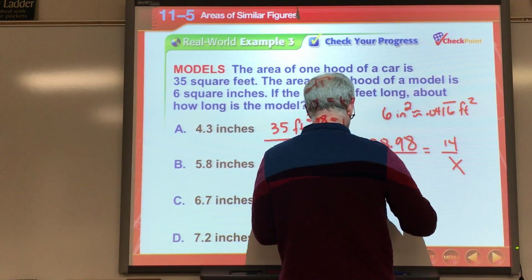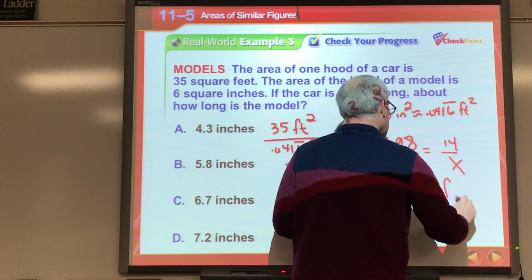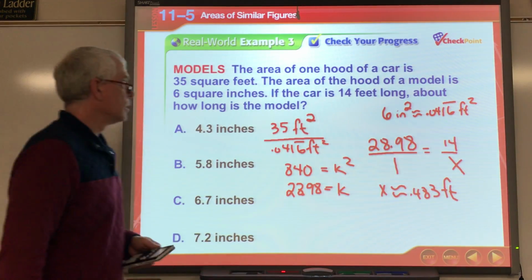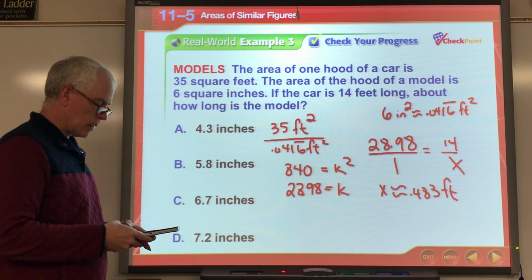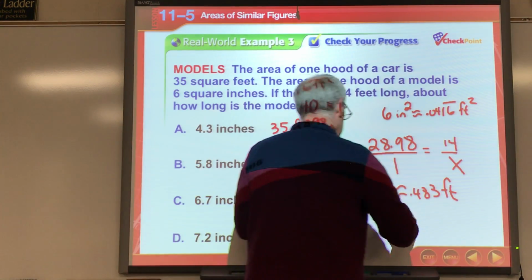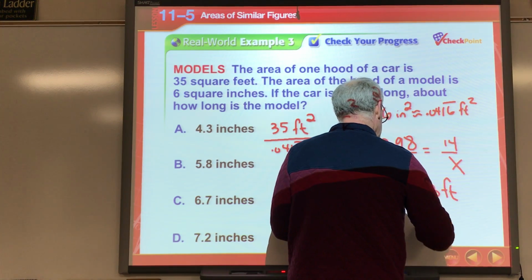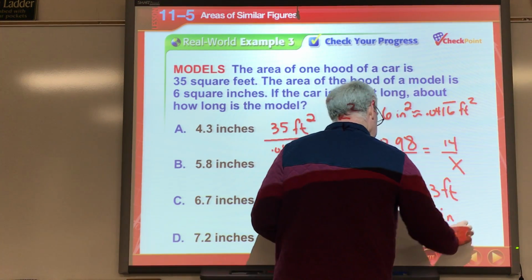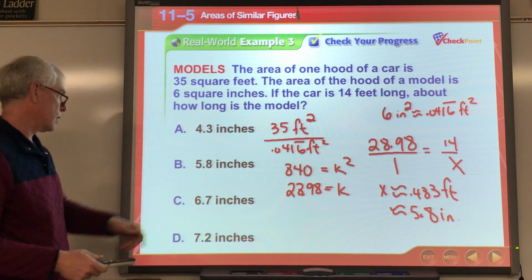I get x to be about 0.483. And what we have to remember is we've converted everything to feet. All of our answers are in inches. Well, I know there's 12 inches in a foot. So if I multiply that by 12, this is equivalent to about 5.8, let's say, inches. Okay, so 5.8 inches is our answer here for B.